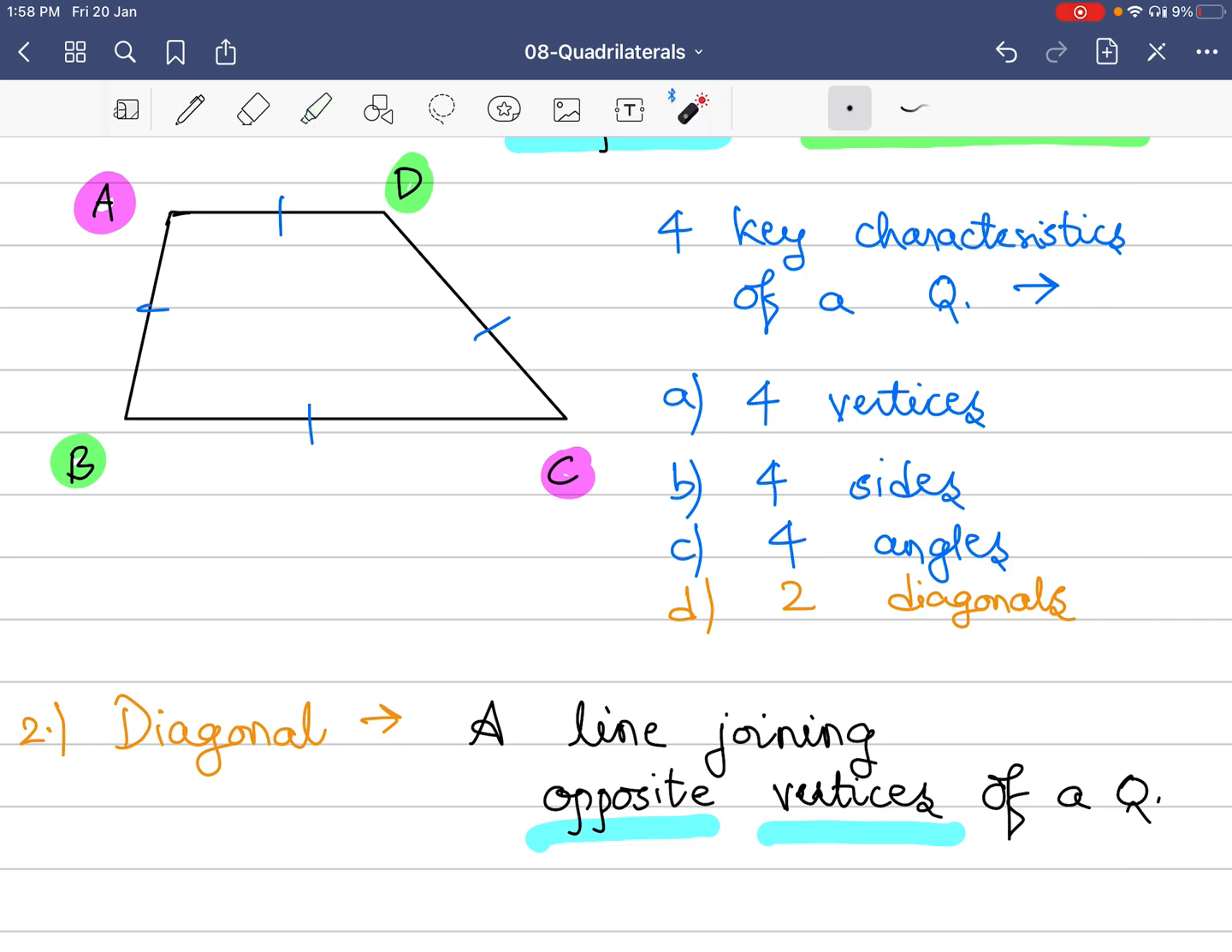So we need a line which joins opposite vertices. So I'm just going to join this BD. This is one diagonal, and AC is my another diagonal. So again, very simple, straightforward definition. What exactly is a diagonal? A line which joins opposite vertices of a quadrilateral. So this is the fourth key characteristic that a quadrilateral will have. Of course, it will have four vertices, four sides, and four angles. Along with that, every quadrilateral will have exactly two diagonals.